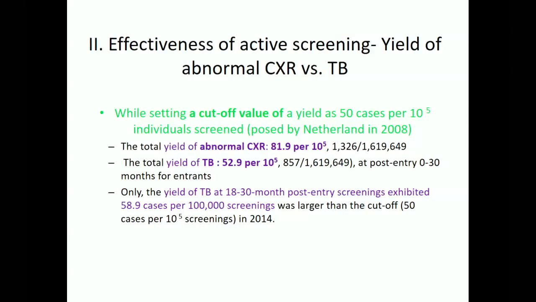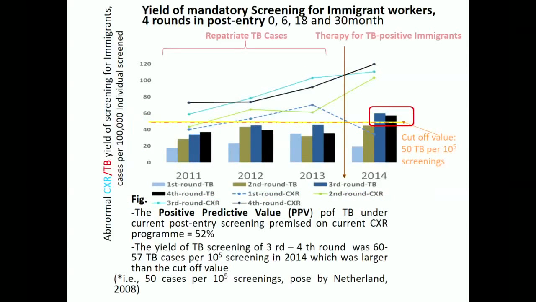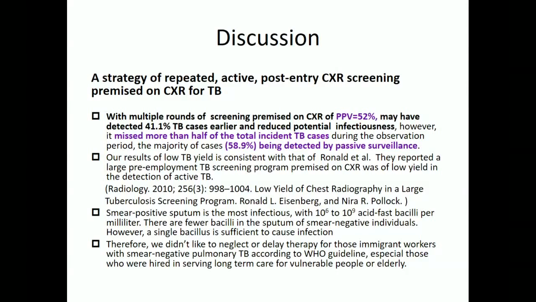In terms of the effectiveness of active screening, this figure shows each year's fluctuation of the screening yield, and we can see that only in the 3rd round and the 4th round did the TB cases exceed the cutoff value, and the positive predictive value is about 52. So under this, is it time?